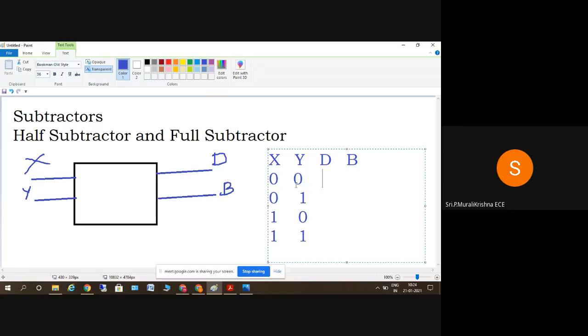Okay, so check this truth table here. x is equal to y is equal to 0, 0. So 0 minus 0, what is the output here? Difference is 0, borrow is 0. Okay, so 0 minus 1. So what is borrow and what is difference? Borrow 1, difference 0?